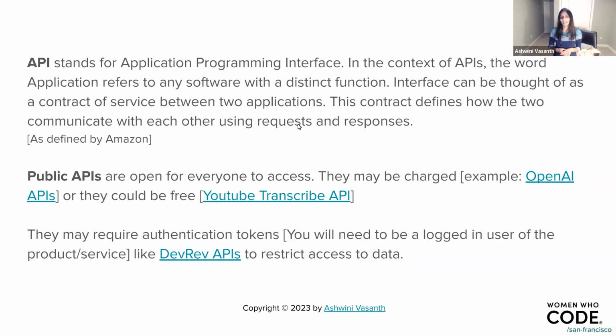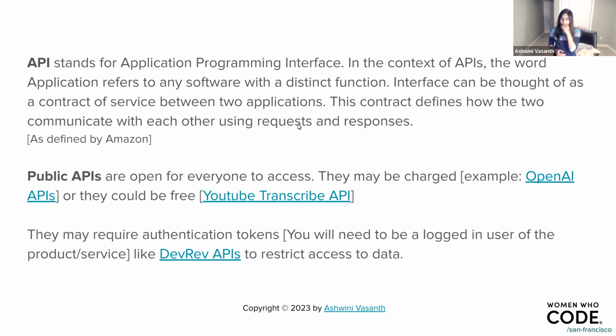Now, those APIs are not super useful to people outside of the company trying to build something with it, right? And so the class of APIs that are actually exposed to customers and to people in general, to the public, are called public APIs. So now, what does open for everyone to access mean? Does it mean free? Not necessarily, right? So there are public APIs which are charged, and one example is the OpenAI API, which recently got released. And they could be free as well, right?